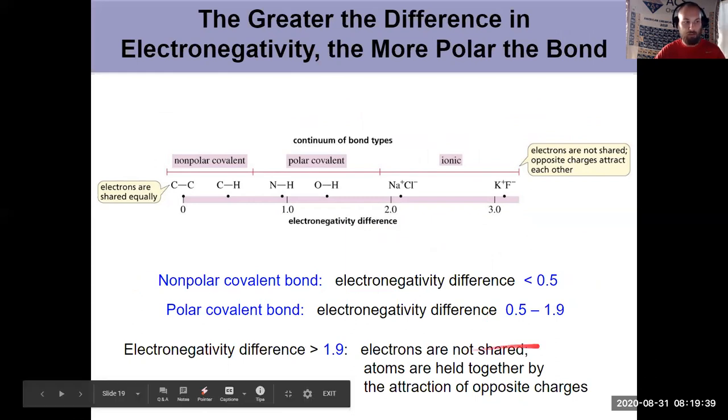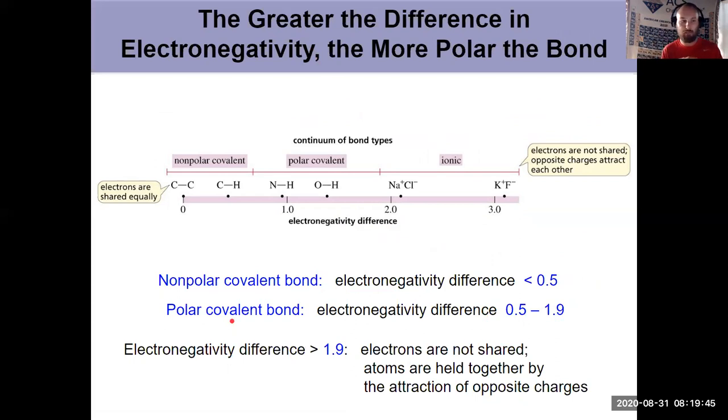In the middle, 0.5 to 1.9, that's a polar covalent bond. And then above 1.9, it's too much of a difference. The electrons are no longer going to be shared, but rather transferred completely, forming an ionic compound rather than a covalent compound. And those ionic compounds are then held together by electrostatic forces, not shared electrons.